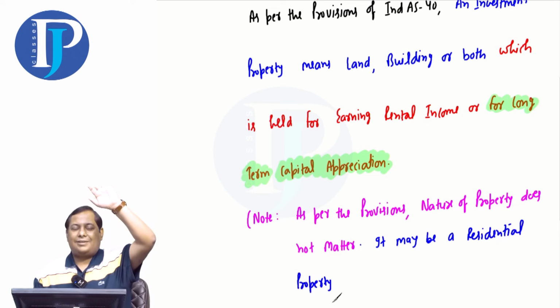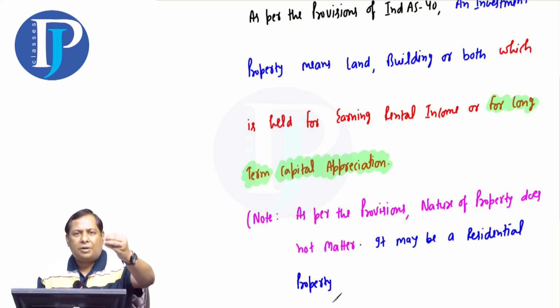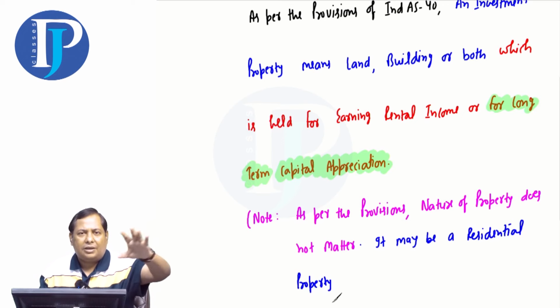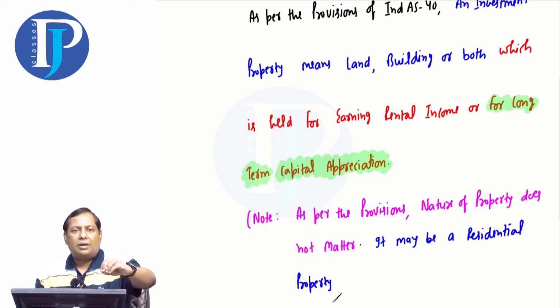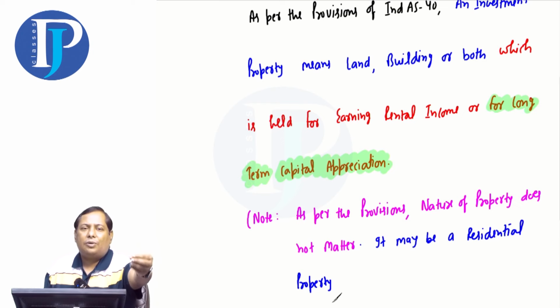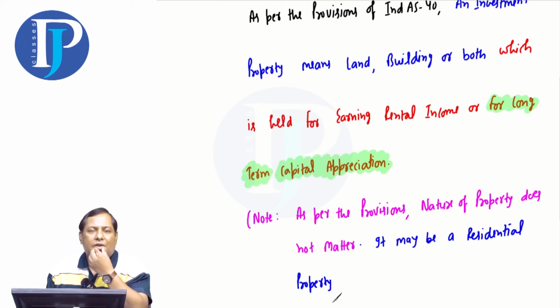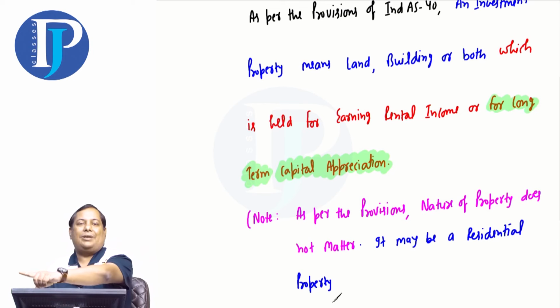Sir, you gave so many examples. Suppose a company has given a property to its chairman for residential purposes, or a bungalow is provided to a managing director to live in. So what will we do with it? We will cover it in the next class.